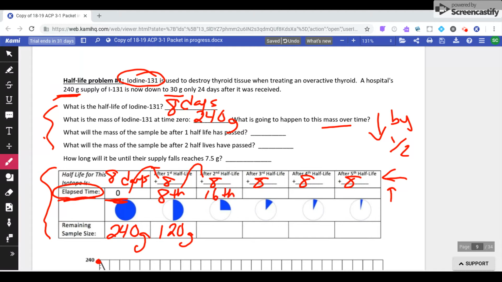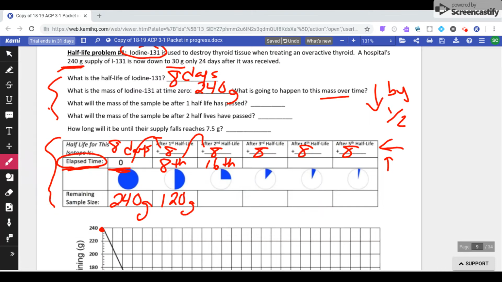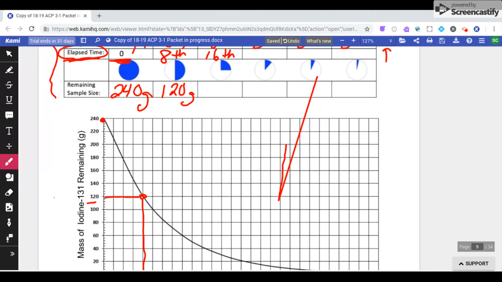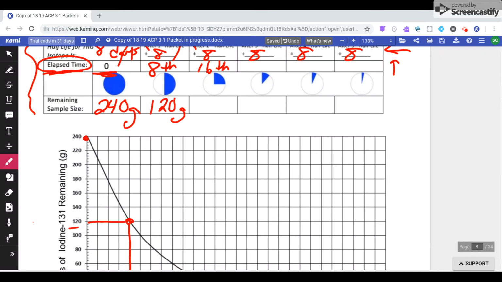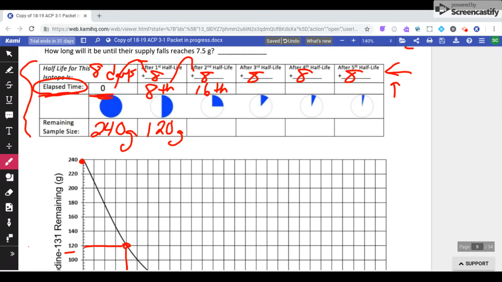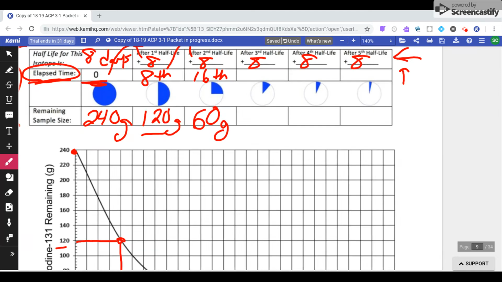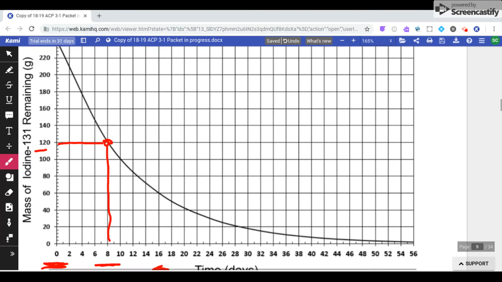So on the 16th day, we could use our graph and find out where we are. Oops, let me erase that. On the 16th day, we could figure out where we are, or we could use some logic and the definition of half-life and say, well, if I had 120 grams and another half-life went by, now I only have 60 grams. So if we check our little graph here, sure enough, we go over to 60 on the 16th day. That's how much we have left.